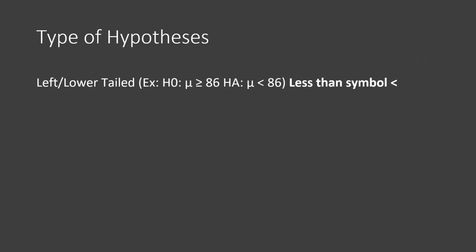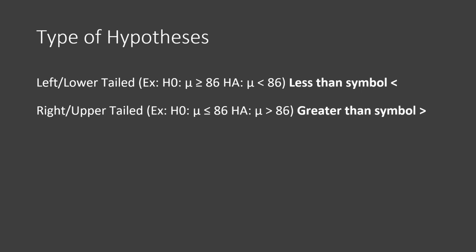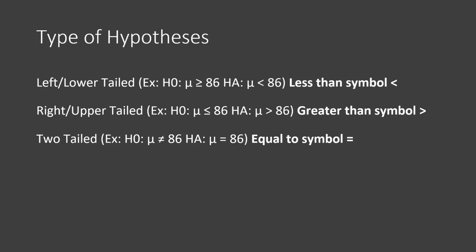So quickly, the types of hypotheses as well. You'll have your left, or lower, tailed, and you can see the examples there of the null and alternative hypotheses. You have your right, or upper, tailed, which is basically the opposite. Then you have your two tailed, which basically uses equal signs rather than greater than or less than.